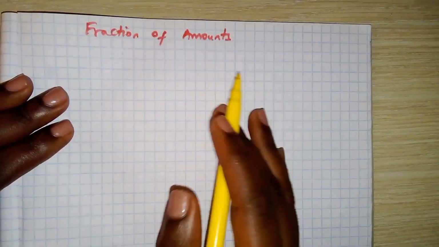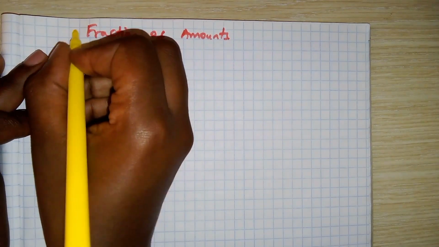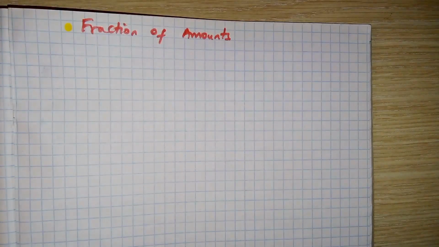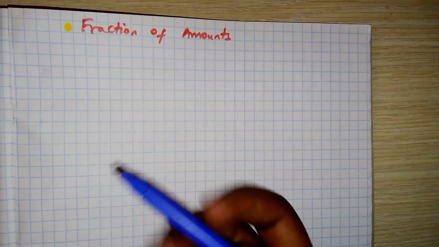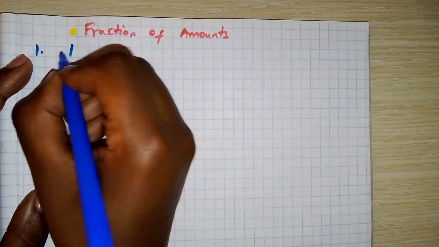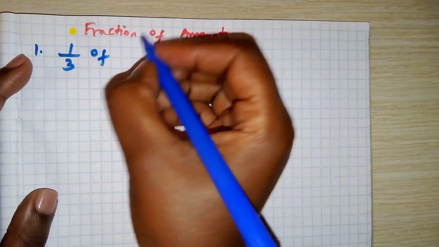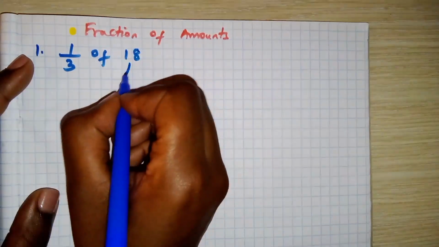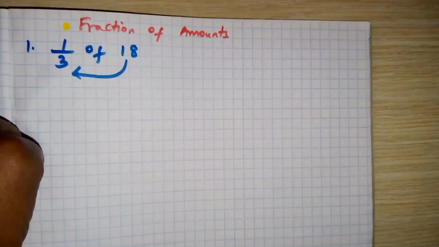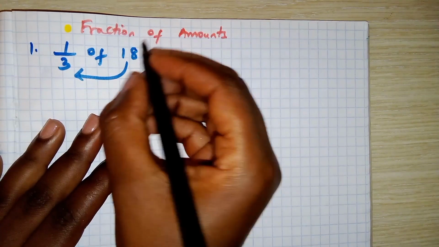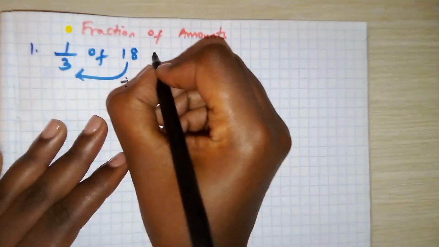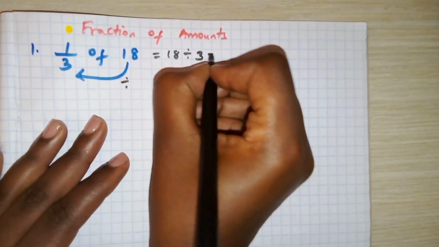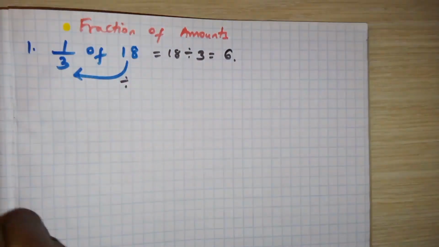Now let's look at fractions of an amount. It's the same concept as with the percentages. So let's start easy. We have something like a third of 18. A third of 18 is the same as, so the amount, you divide by 3. So 18 divided by 3 is 6.